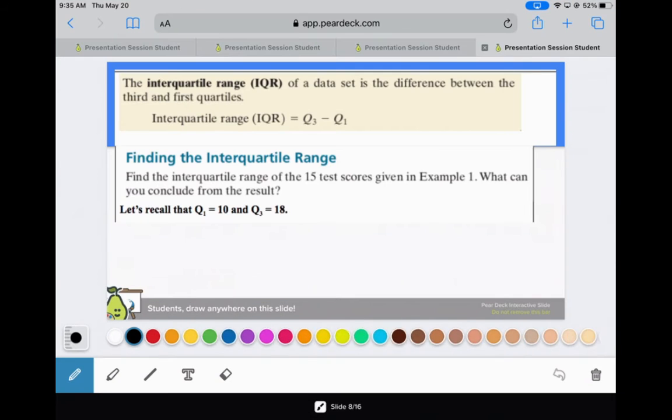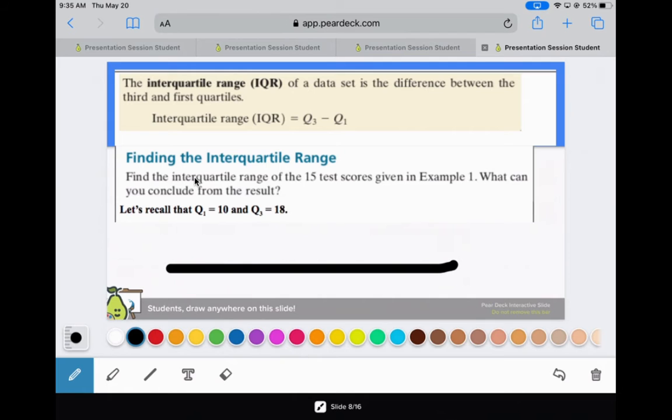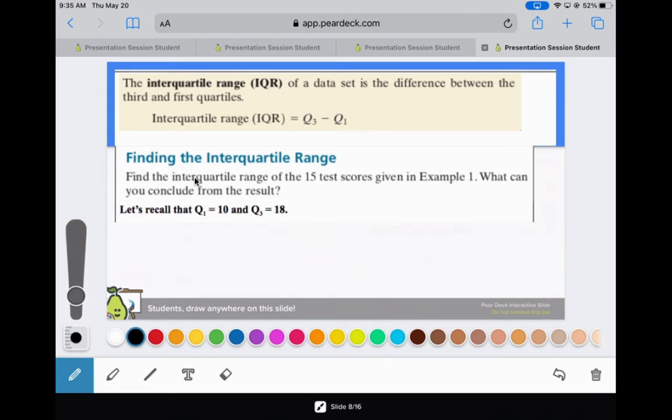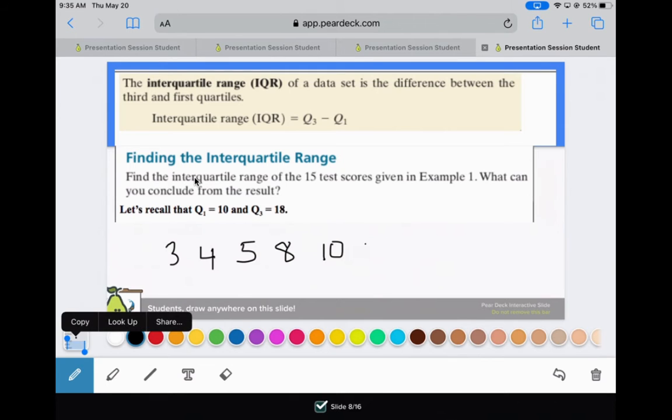Right? So I have interquartile, but before we do that, let's review what Q1, Q2, and Q3 are. If I have a list of data, let's say 3, 4, 5, 8, 10, 12, 12, remember we find the median. We organize them from least to greatest. Okay, we found the median.